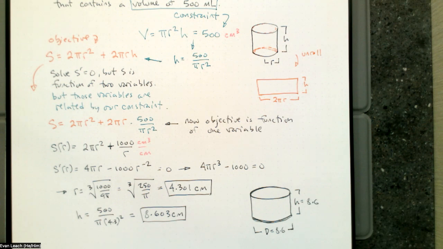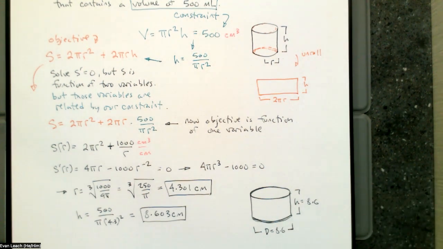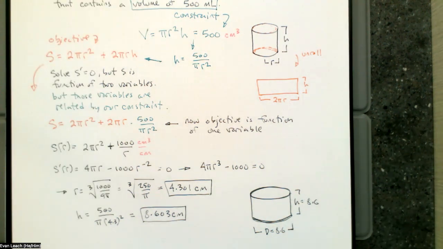So this raises a question. In this case, we had an objective and a constraint, and we were able to use the constraint to write the objective as a function of one variable. But our objective was a function of two variables, and we've talked about maximizing and minimizing functions of two variables.